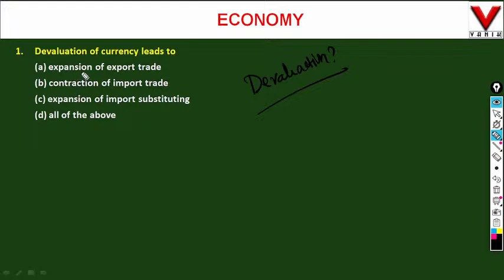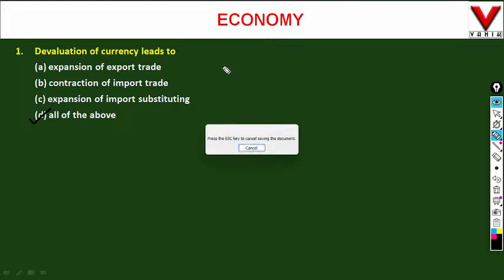It will lead to expansion of export trade. It will lead to contraction of import trade, expansion of import substituting, and all of the above. Devaluation of currency will lead to expansion of export trade, contraction of import trade, and expansion of import substituting. All the answers will be correct. It will lead to all of the above.